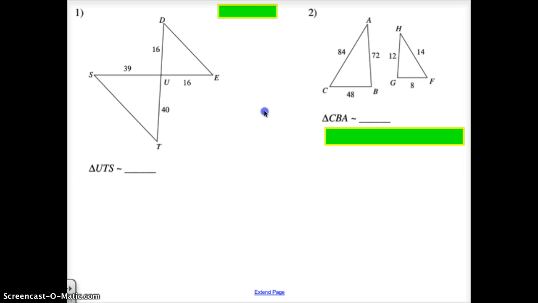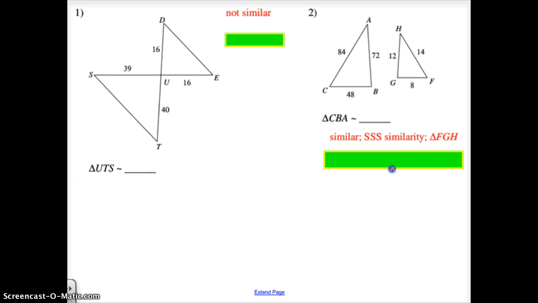In number 1, we have the triangles to be not similar, and the reason is because the sides are not proportional even though we have vertical angles that are congruent. 16 and 16 creates an isosceles triangle, but we can see here that there's no isosceles triangle for triangle SUT. Number 2, the triangles are similar, and CBA is similar to FGH for side side side similarity.